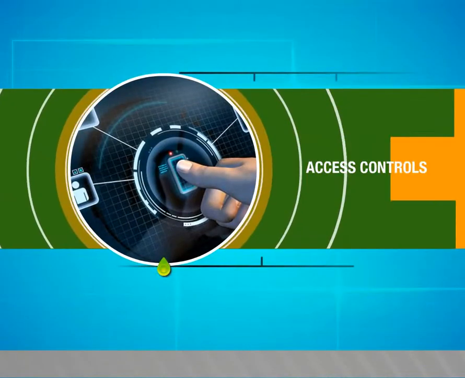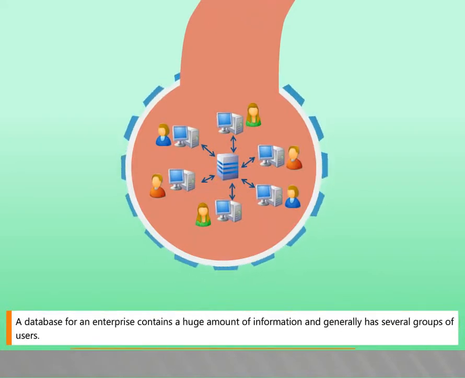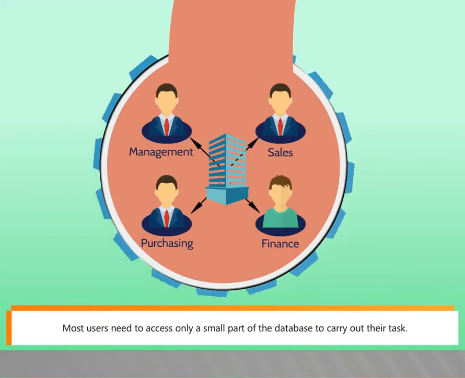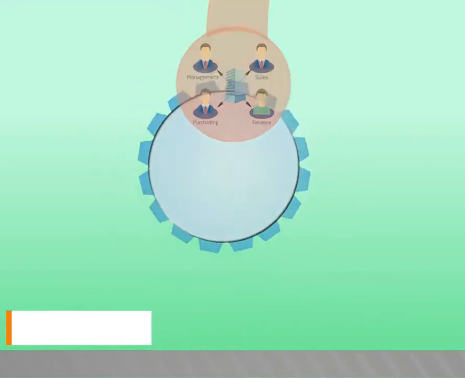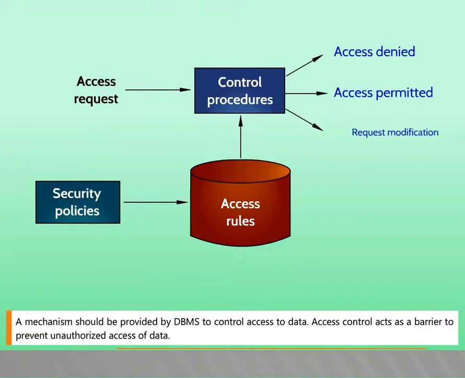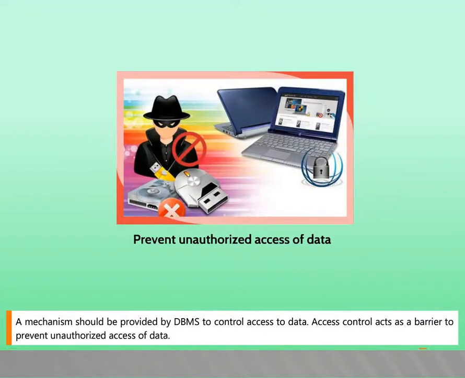Access controls. In this video, we are going to see about access controls. A database for an enterprise contains a huge amount of information and generally has several groups of users. Most users need to access only a small part of the database to carry out their task. A mechanism should be provided by DBMS to control access to data. Access control acts as a barrier to prevent unauthorized access of data.